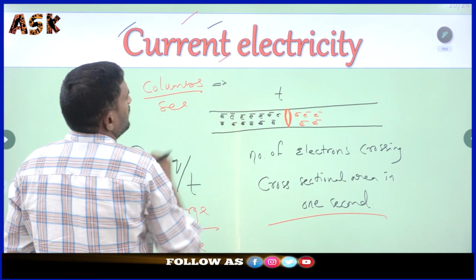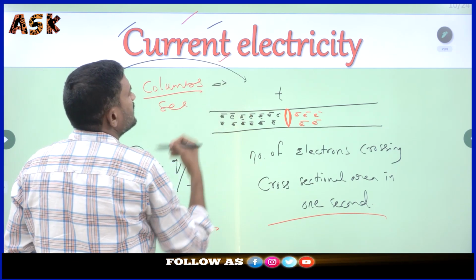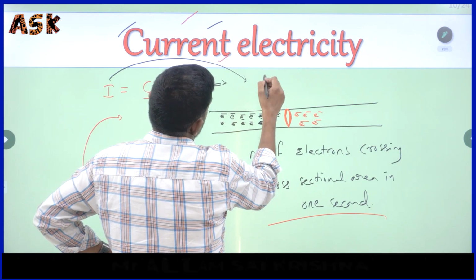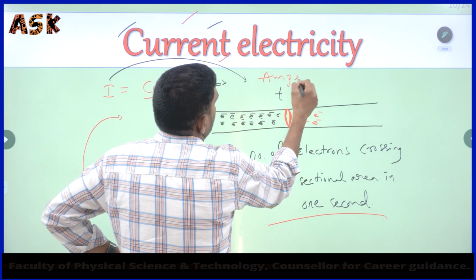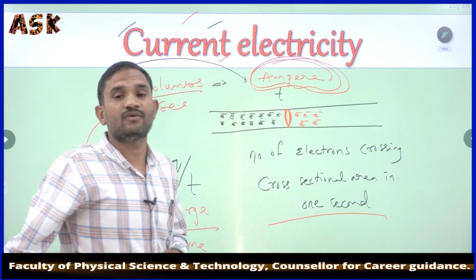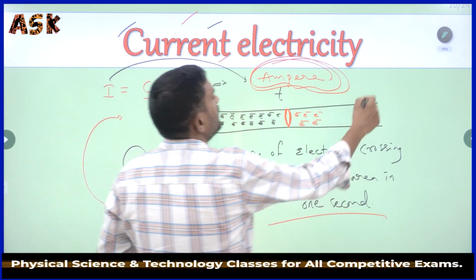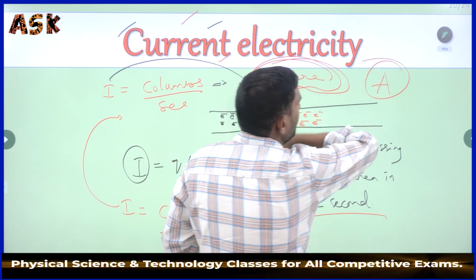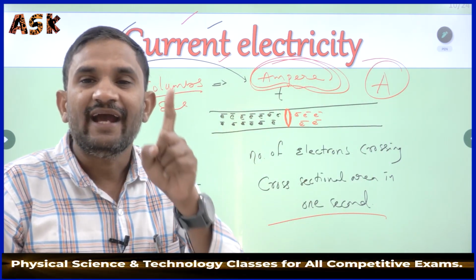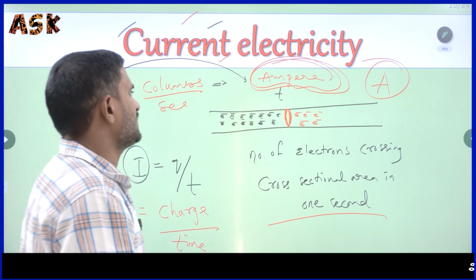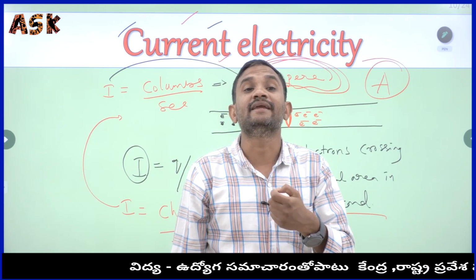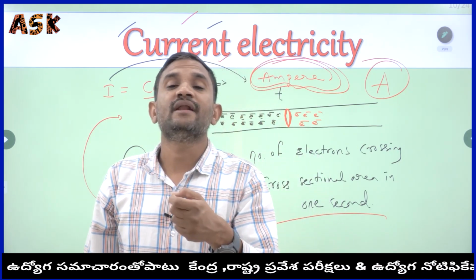Here, the electric current unit we have to consider is the ampere. Electric current units are nothing but amperes. Amperes are represented with the symbol A, and we have to represent it with the capital A only.